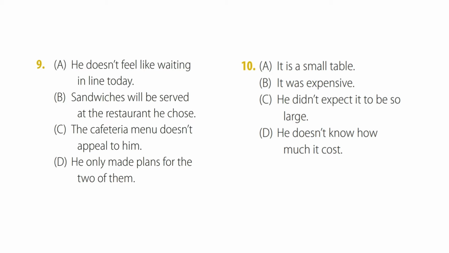Number 9. The cafeteria is serving cheese sandwiches for lunch today. I'm glad we made plans to go somewhere else. What does the man imply? Number 10. Your new table is gorgeous. It must have been expensive. A little, I guess. What does the man say about the table?